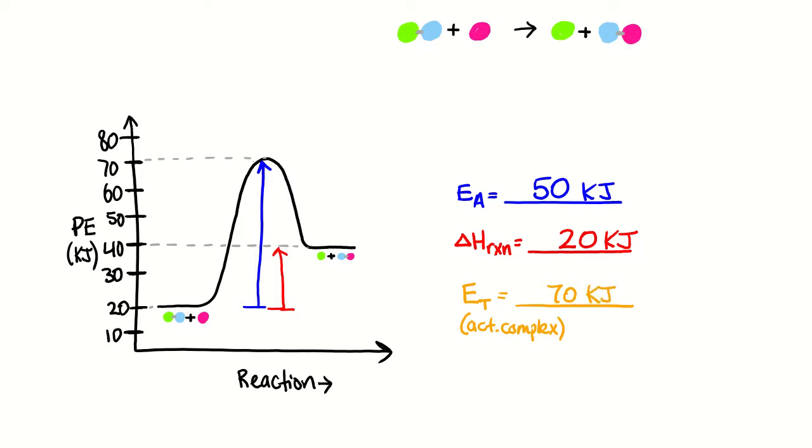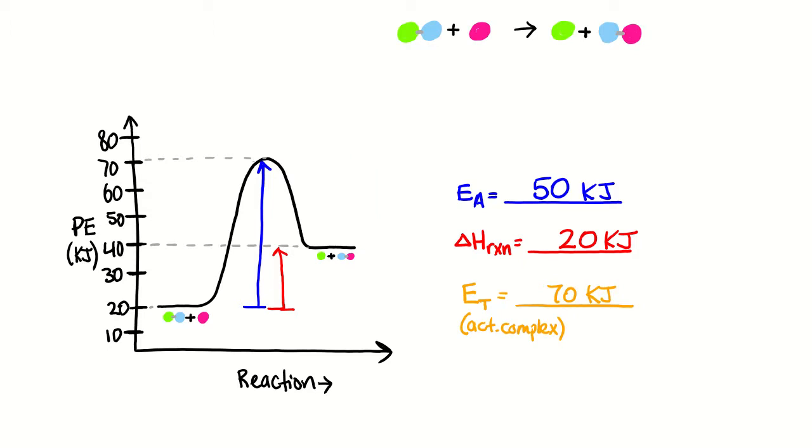Can you determine the heat of the reaction for the reverse reaction? The heat of the reaction for the reverse reaction would simply be negative 20. However, the activation energy for the reverse reaction would not just be negative 50. You have to actually look at the reaction energy diagram and see that it goes from 40 to 70 in the reverse reaction, meaning the reverse reaction's activation energy is 30 kilojoules.